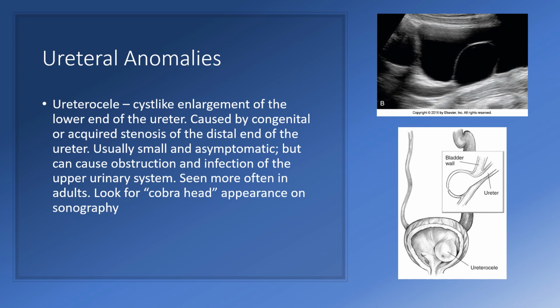We typically see them more often in adults, and what you want to look for is the cobra head appearance on sonography. So if we look at this image over here, we can see that that ureter gets dilated, almost aneurysmal or cyst-like on the end, and it protrudes into the bladder itself, where it enters the bladder. So then what you get is this balloon-like looking structure inside the bladder. Okay, that's what a ureterocele is going to look like.